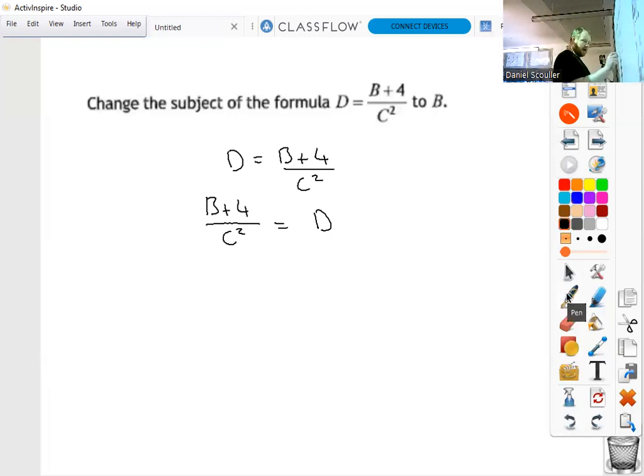I'm moving the c and the squared, so I'm moving that whole term at the same time. So I'm not just moving the squared, I'm not just moving the c, I'm moving the whole term at the same time across. That means b plus 4 is left on the right hand side, and d is multiplied by c squared. Then move the 4 across, bc squared minus 4.